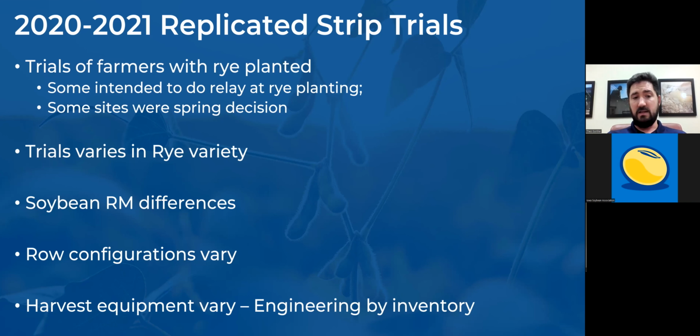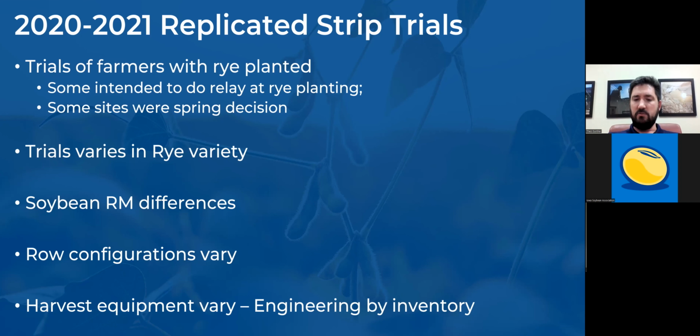There are also various row configurations, and this goes into the last point as well, that all of the equipment used to manage this was what the farmers had. So it's engineering by inventory: using what you've got and trying to make it work. Not always the perfect piece of equipment to manage the system. And when you're doing it on maybe 20 acres of your entire farm, it's hard to justify going out and purchasing any specialty equipment to manage the system. That equipment does exist, but it's hard to justify.